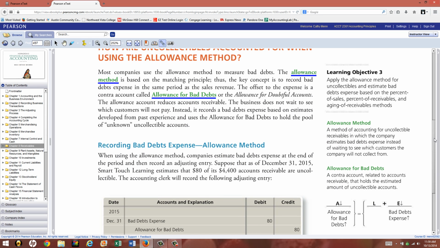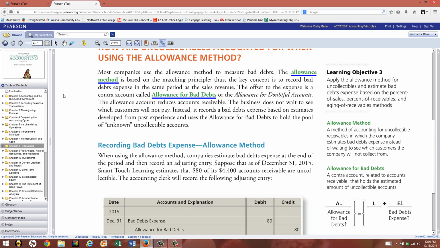This method requires us to match the expense of bad debts with the time frame of the money that we earn. Basically, we know that there are going to be people who owe us money, and we have to estimate how much of that money we are not going to receive. In other words, people are not going to pay us what they owe us when they owe us. Using the allowance method, our book tells us there are three ways that we calculate how much people will not pay us.